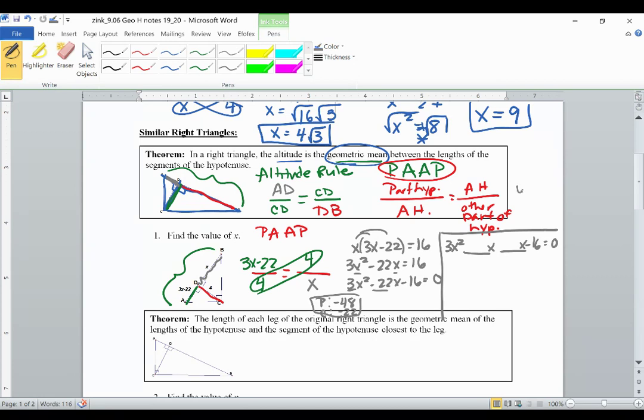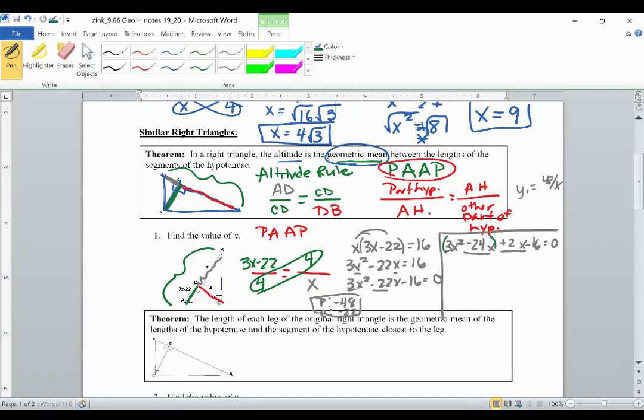So if you're having trouble, you could always go to your y1 and type in negative 48 divided by x. That'll list your factors of negative 48 and scroll down through the table until you find two that add to negative 22, which will be negative 24 and positive 2.